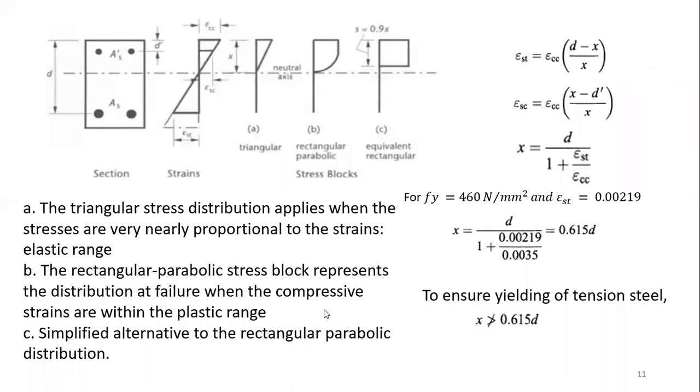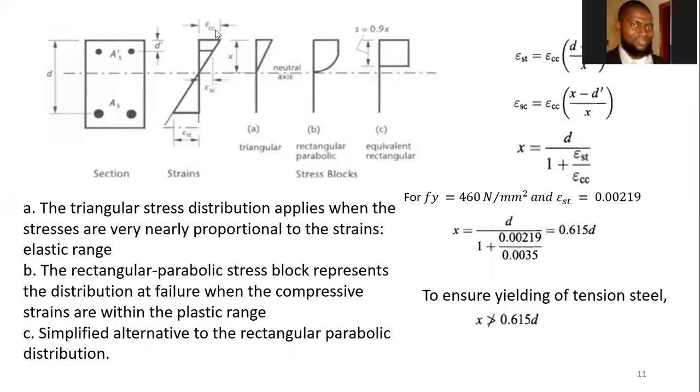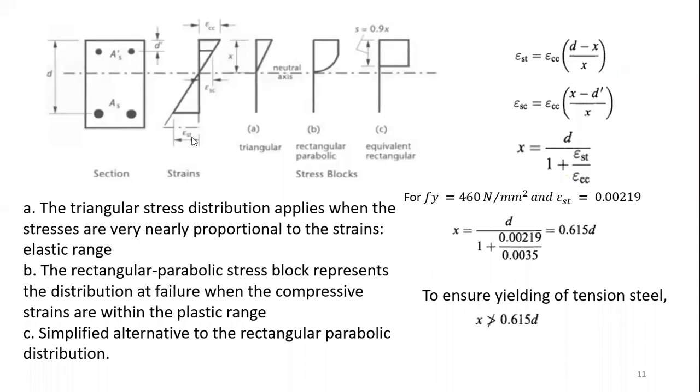Yes, I think we can go ahead now. So I was explaining these strain diagrams. Epsilon_cc is the strain for concrete in compression. This is the strain for steel in compression. This is the strain for steel in tension. That is why you see epsilon_st.